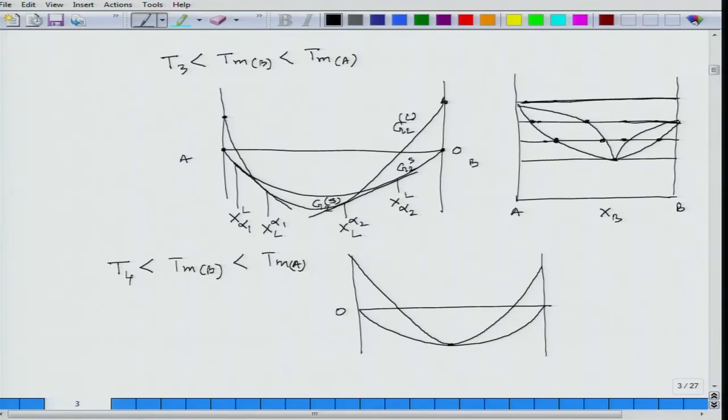So, this is liquid, this is temperature, this is alpha 1 plus liquid, this region is alpha 2 plus liquid, and this is solid, which is alpha. So, I am getting a situation where, because the liquid free energy line G2 is very steep, I could get liquid stability at a very low temperature.